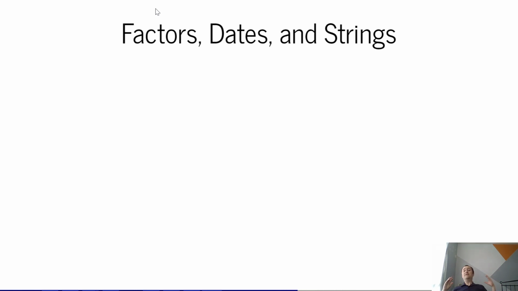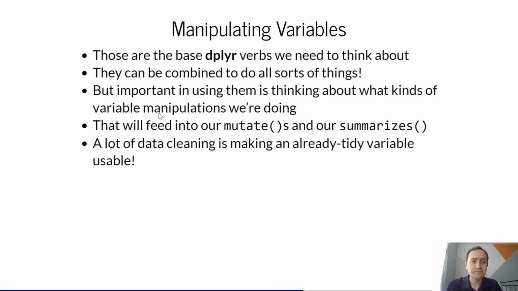In particular, we're going to be talking about some of the kinds of variables that are a bit harder to work with. There's lots of different kinds of variables in R and in data generally. Things like numeric variables are relatively straightforward and easy. You know how to work with numbers, but there are some that are more difficult, which are factors, dates, and strings. Let's talk about how to work with all of those.